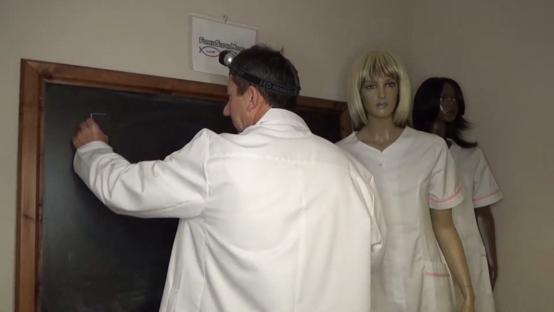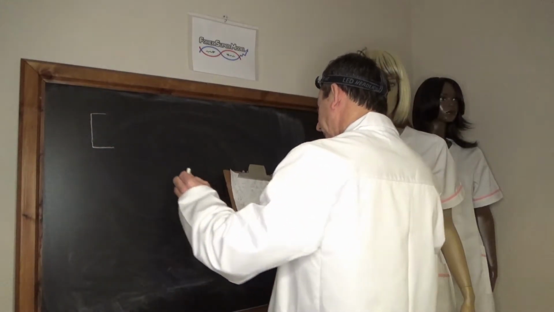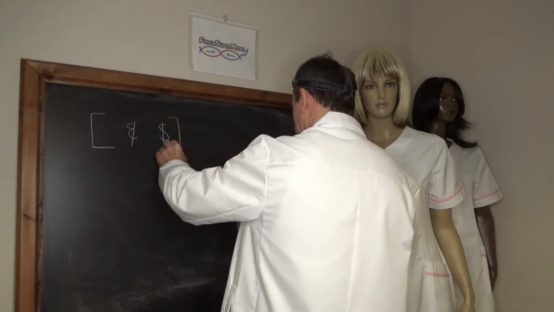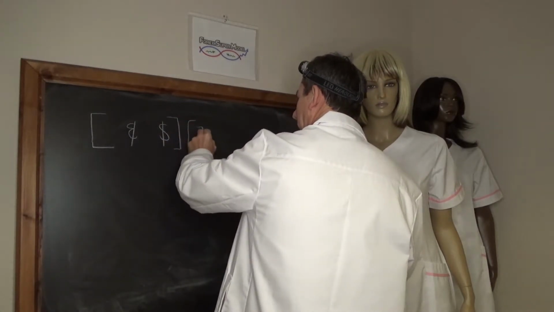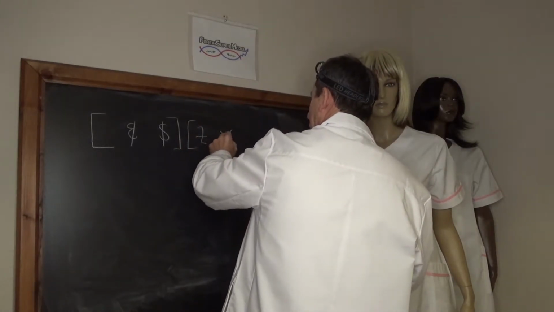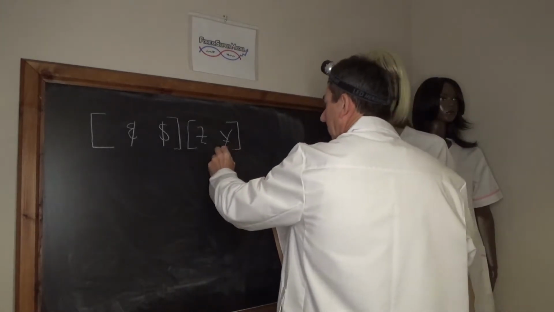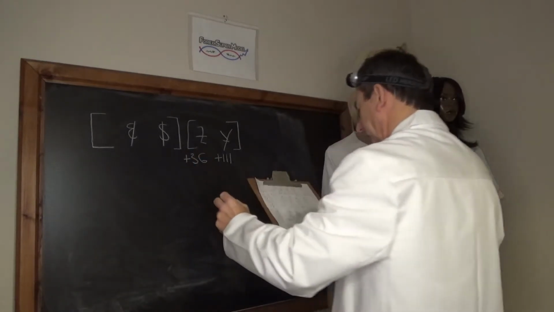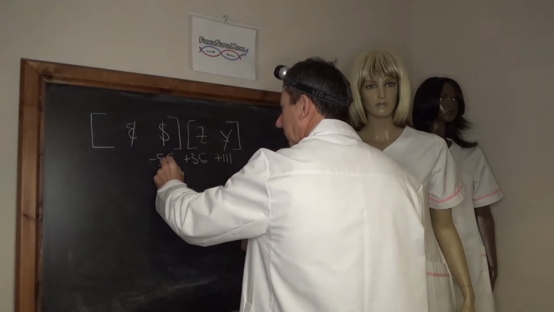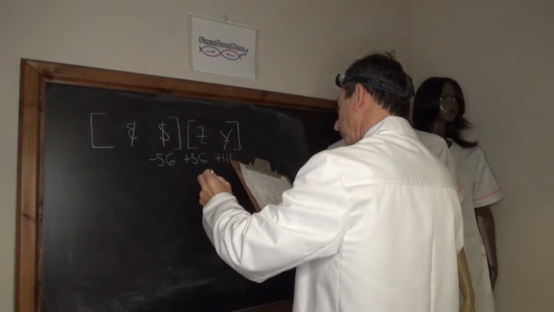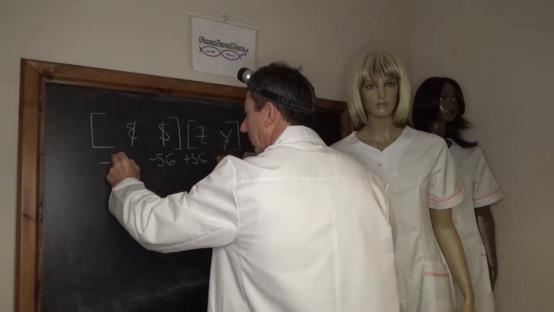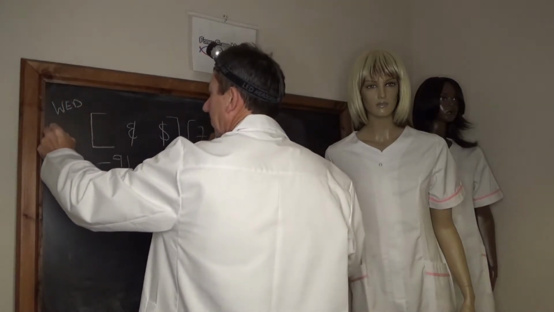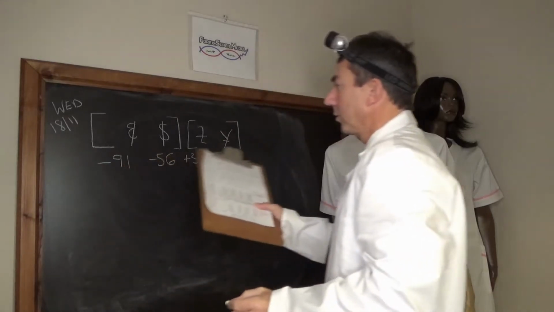So these were the flows yesterday, which was Wednesday. We had the euro on the negative side, the dollar also, pound positive, and the yen positive. So we put the figures in: plus 111 for the yen, plus 36 for the pound, minus 56 for the dollar, and minus 91 for the euro. So this was Wednesday the 18th, flows throughout the whole day.